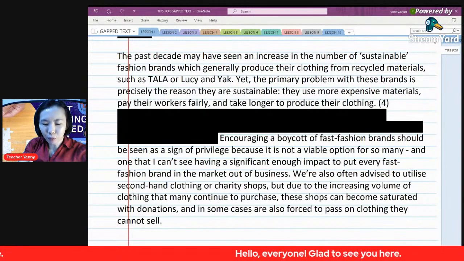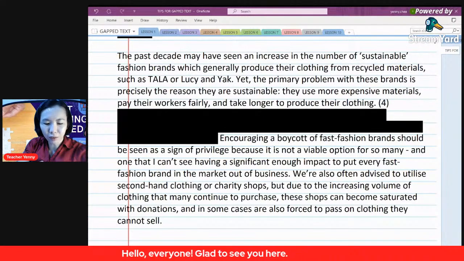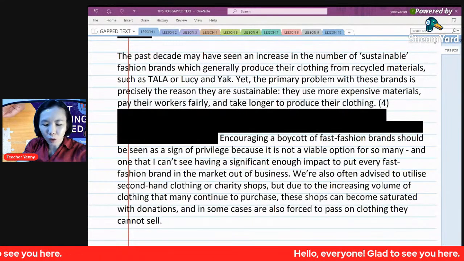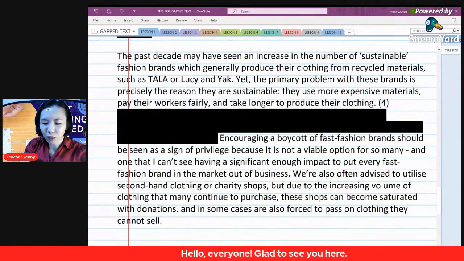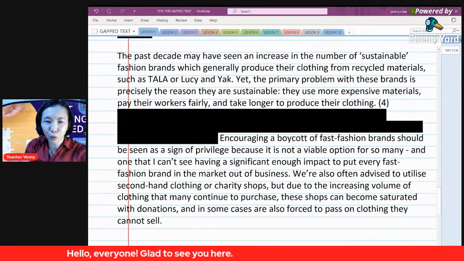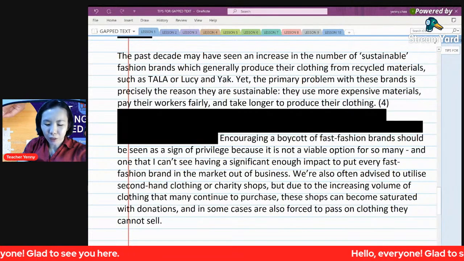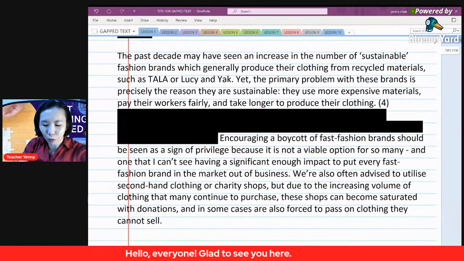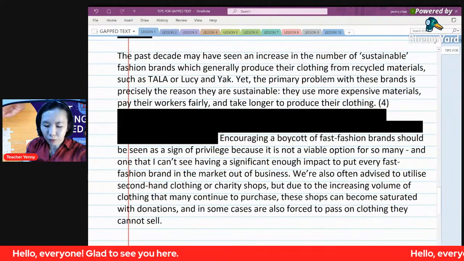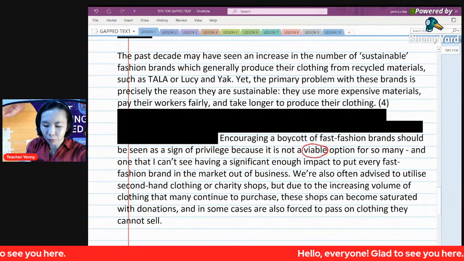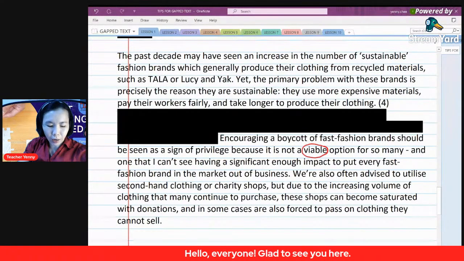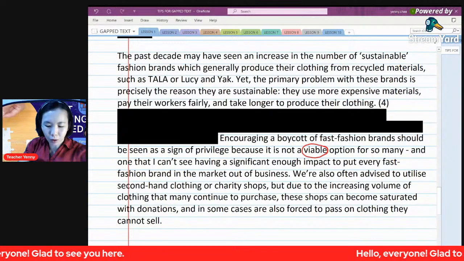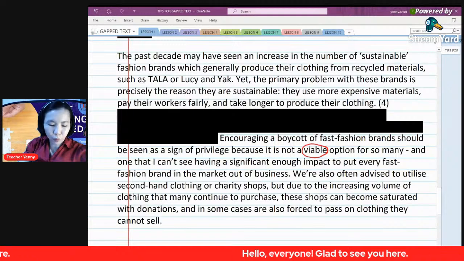Yet the primary problem with these brands is precisely the reason they are sustainable. They use more expensive materials, pay their workers fairly, and take longer to produce their clothing. So here you have number 4. It's a gap that you need to fill in later. Encouraging a boycott of fast fashion brands should be seen as a sign of privilege because it is not a viable option, or feasible. It is not a feasible option for so many, and one that I can see having a significant enough impact to put every fast fashion brand in the market out of business.